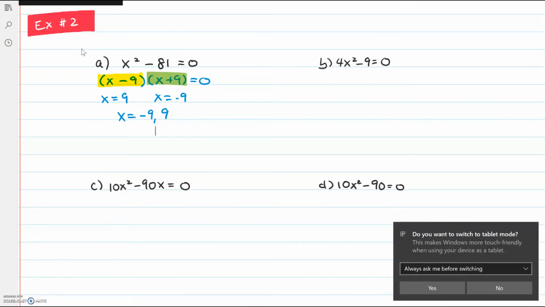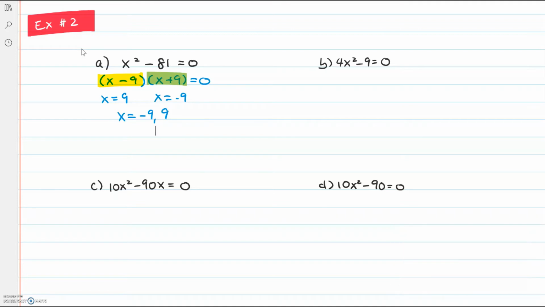All right, so take a moment, pause the video to try out the other questions. And I will show the answers to the other questions in 3, 2, and 1. Okay, not answers per se, but this is a start. So let's look at B here. We factor that out and we get 2x minus 3 times 2x plus 3.